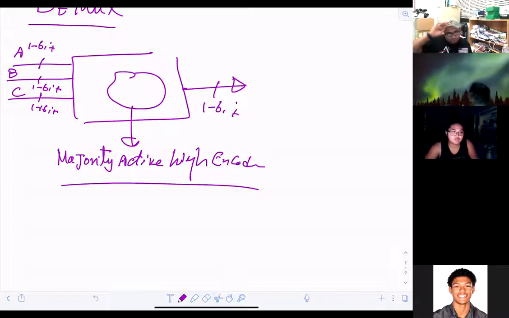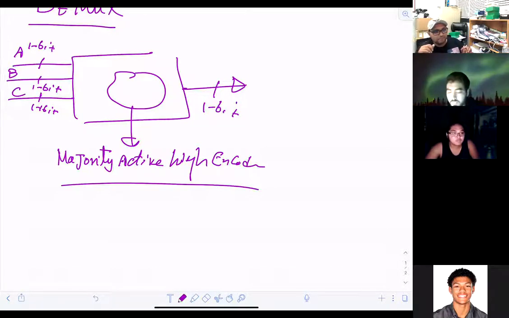It means the following. This box will look at all the wires, and if it finds that the majority of the inputs are ones, then the output will be 1. Other than that, it will be 0. Okay? We need to build this using multiplexers. So that's called what? Design a majority encoder using multiplexer.